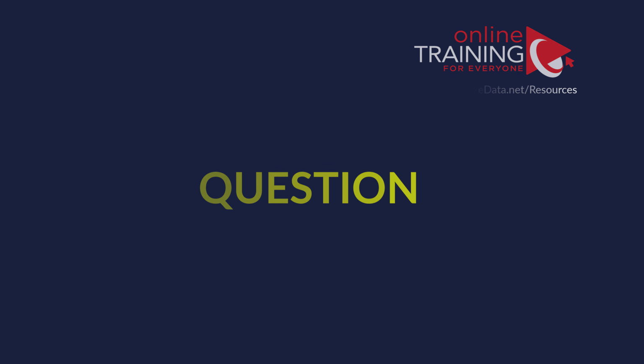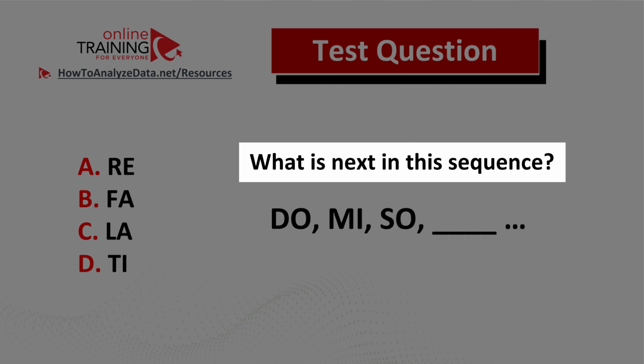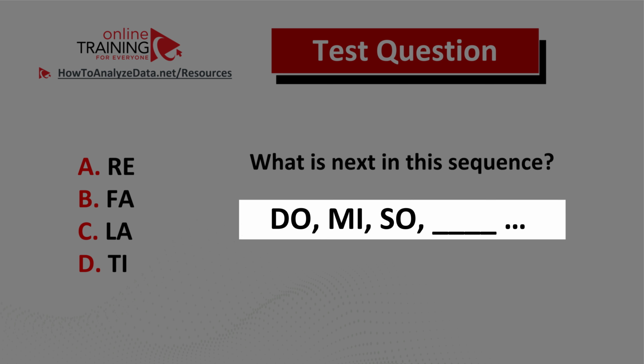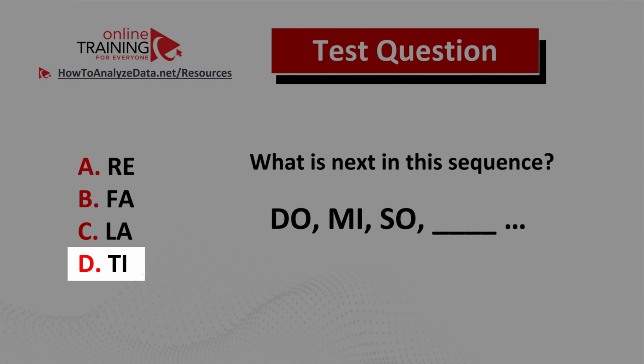Here's the tricky question from the real test, but somehow I have a feeling that you might be able to come up with the answer. What comes next in this sequence? And you have sequence of items. Do, mi, so, and then the missing item. And you have 4 choices to pick from. Choice A, RE, choice B, FA, choice C, LA, and choice D, TI. Do you think you know the answer?